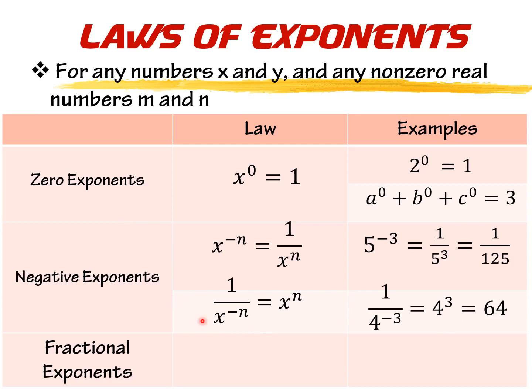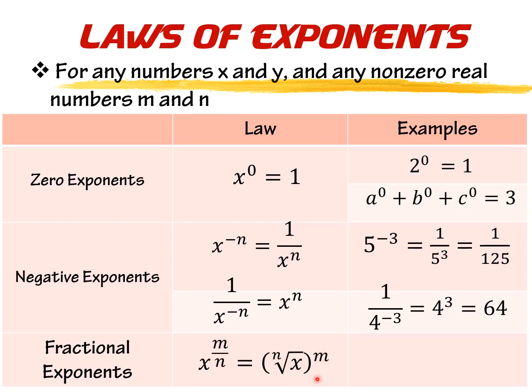Okay, for the last one, you have fractional exponents. You have the fraction m divided by n as your exponent, and your base is x. So x raised to m divided by n will give you a radical form, which is the nth root of x raised to m. So the denominator will become your root and your numerator will be your exponent.